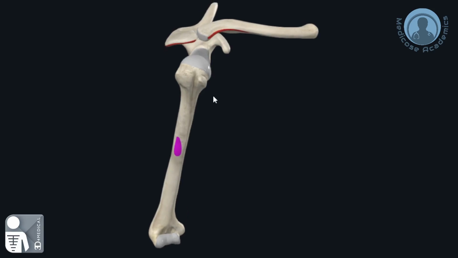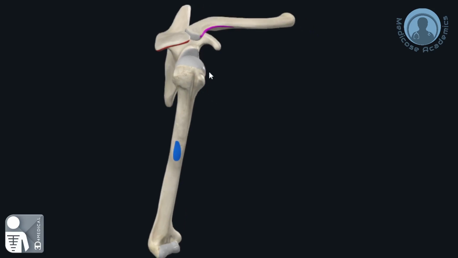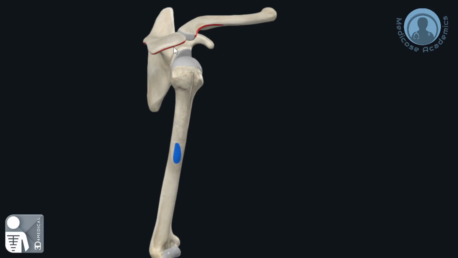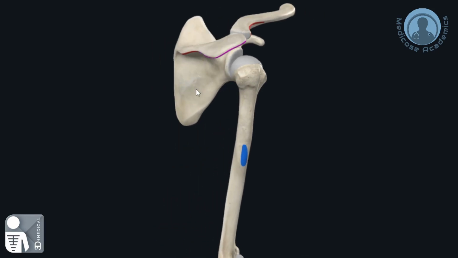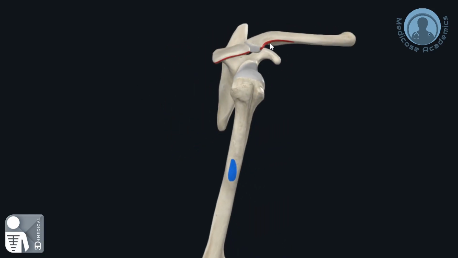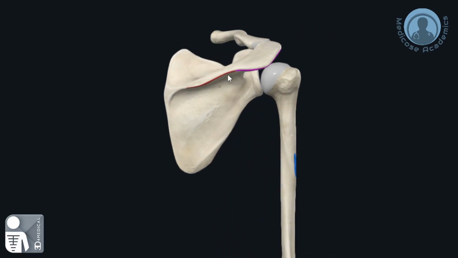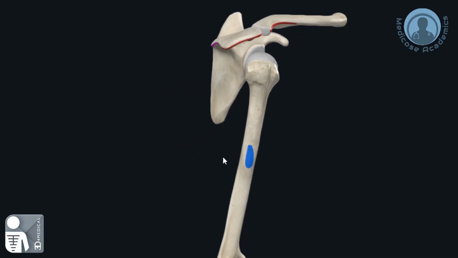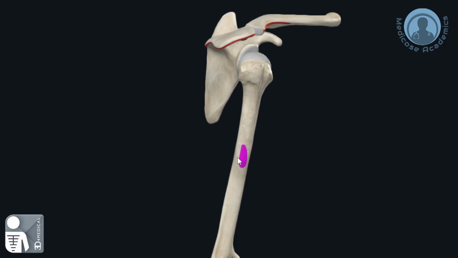The origin is from above. It's from the anterior aspect of the lateral one third of the clavicle. It is from the outer aspect of the acromion, and it is from the inferior lip of the spine of scapula. So this part will give rise to the anterior fibers, this will give rise to the acromial part, and this will give rise to the posterior aspect. So this is the origin, and it gets inserted down here in the deltoid tuberosity on the lateral aspect of the shaft of the humerus.